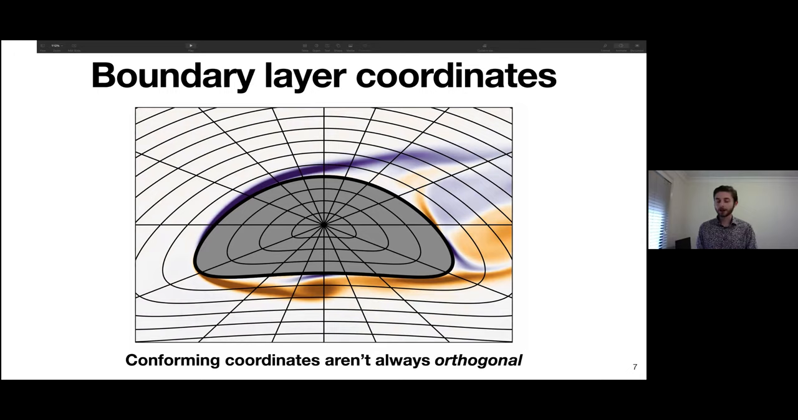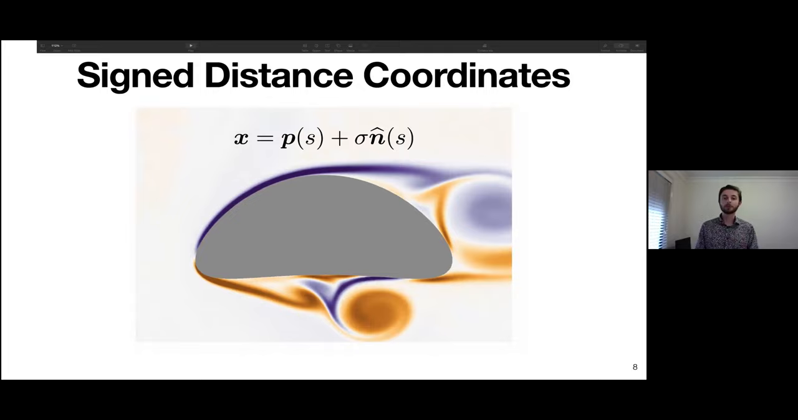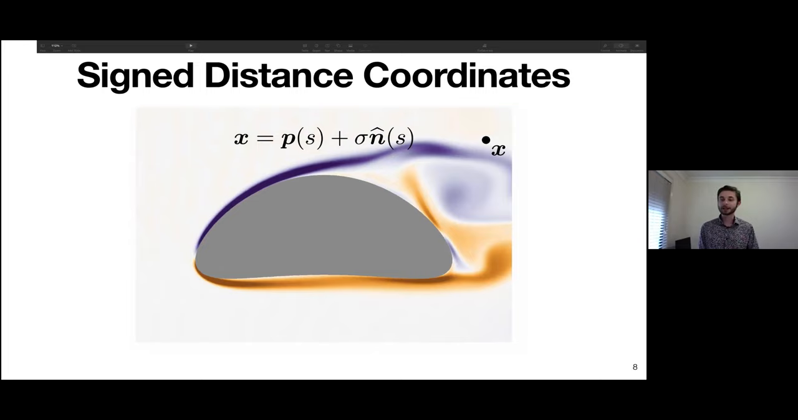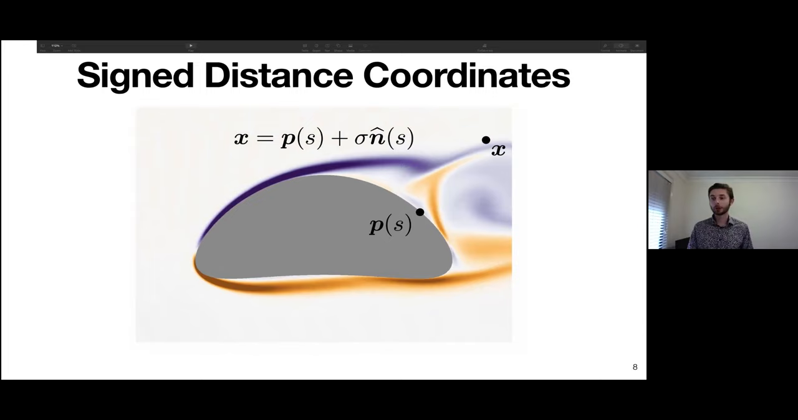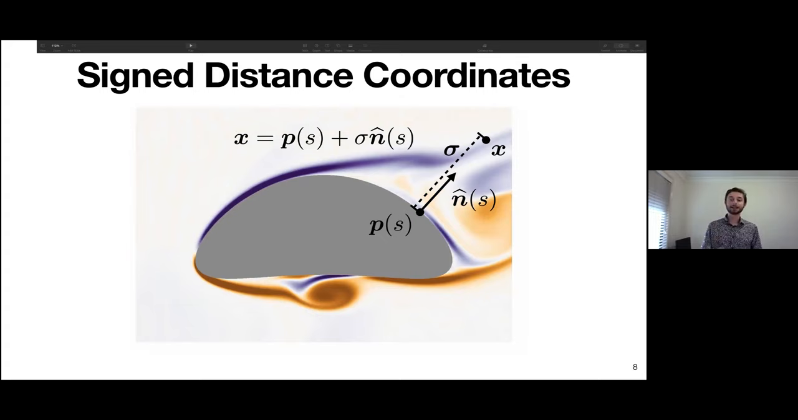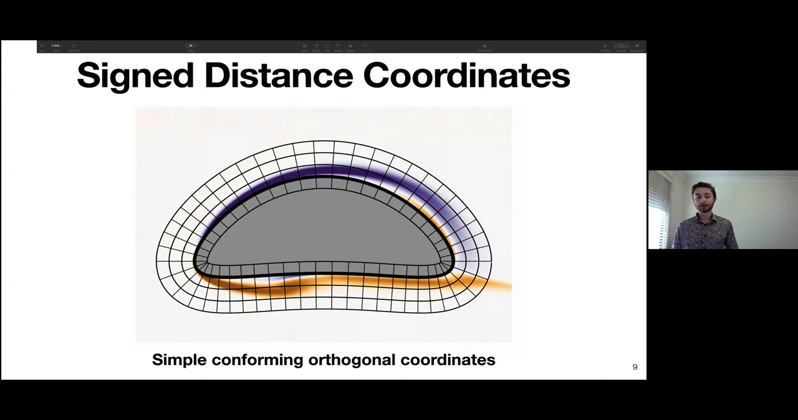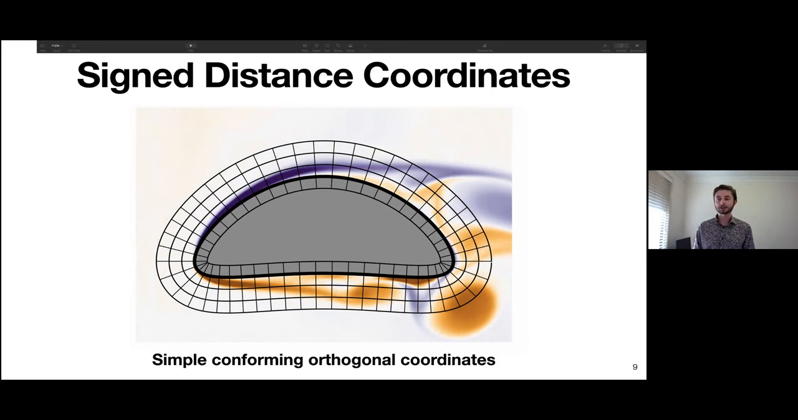But there is a special coordinate system which satisfies both of these requirements, right? And it comes from the signed distance function. The way it works is that to get to a point away from your object, you first find the closest point, P, on the boundary, you find the normal vector at that point, and then you travel in that direction a certain distance. And that distance is the signed distance function. Using this function as a coordinate gives you a really nice orthogonal coordinate system, and this simplifies mathematical analysis of the boundary layers.